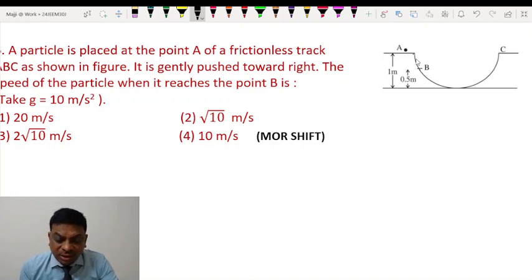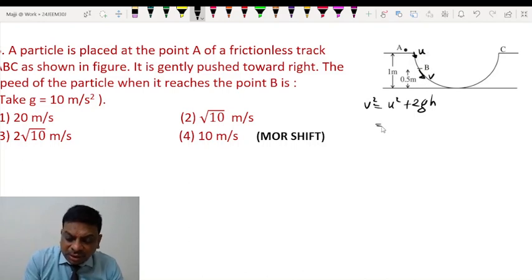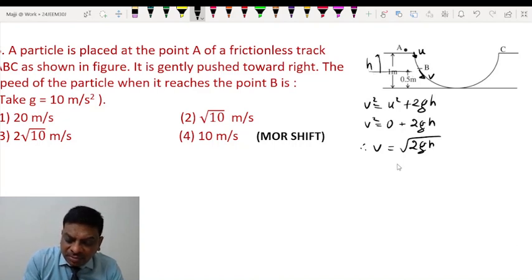In all such equations we can write V square is equal to U square plus 2GH, where V is the speed here and U is the speed initially. So the initial speed is 0, students. So therefore we can write V square is equal to 0 plus 2GH. Therefore V is equal to simply root 2GH, where H is the difference in height between A and B.